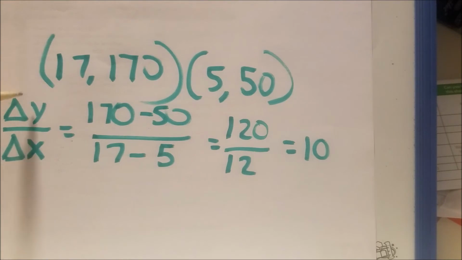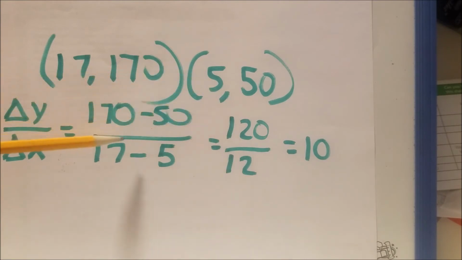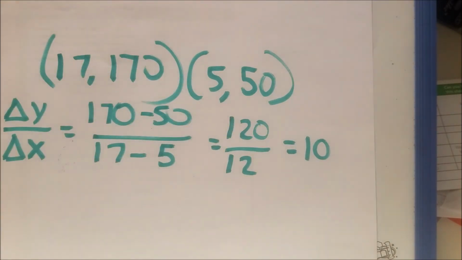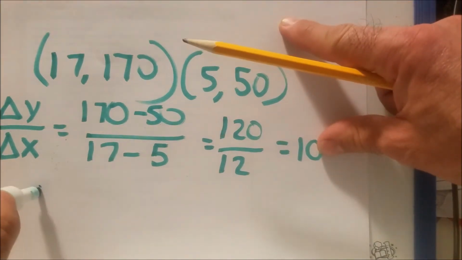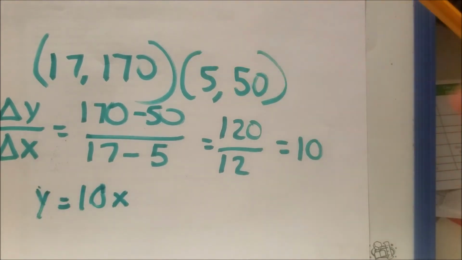We did the change of y over the change of x, rise over run. 170 minus 50 is 120, 17 minus 5 is 12, and our slope is 10. So what do we do with that? So we know so far our equation is y equals 10x, and it's going through the origin, so that's what it is. There's our equation, y equals 10x.